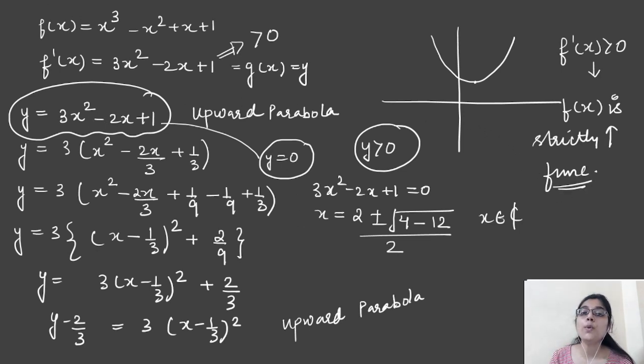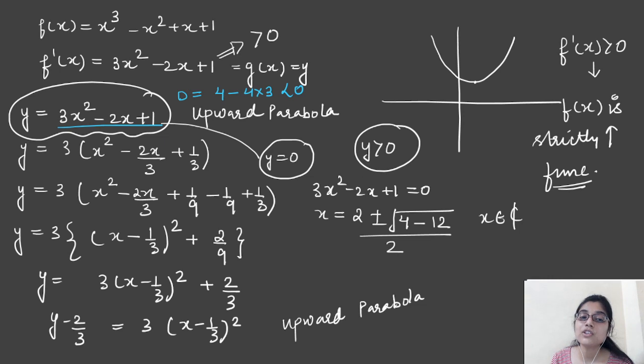If you don't want to go by this procedure, I have already told you that consider this as a function, and you know that this is a parabola. Without doing these calculations, the discriminant you will evaluate from here. That is going to be b square minus 4ac. So obviously this is less than 0, so you will understand that it does not have any real root. It means it does not intersect the x-axis anywhere, and it is an upward parabola. So obviously y is going to be greater than 0. It means f dash x is greater than 0. Your function is strictly increasing.